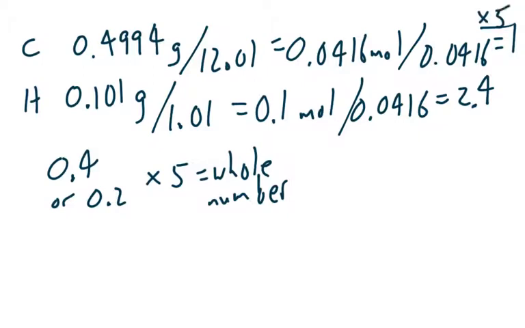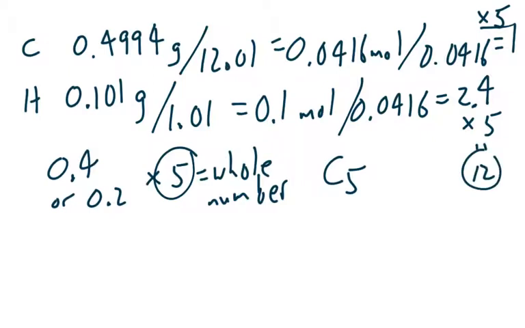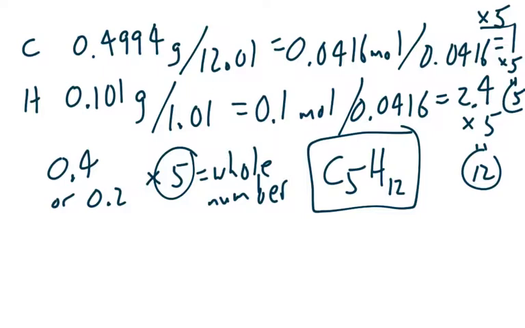I apologize for that. I wrote it correctly over here. You're going to multiply by 5. So when you do this, there's a 1 here, so there are 5 carbons. And when you multiply 2.4 times 5, you're going to get a 12 here. So you're going to end up getting 5 carbons. So it'll be C5, and then 12 hydrogens, H12. And this will be your empirical formula.